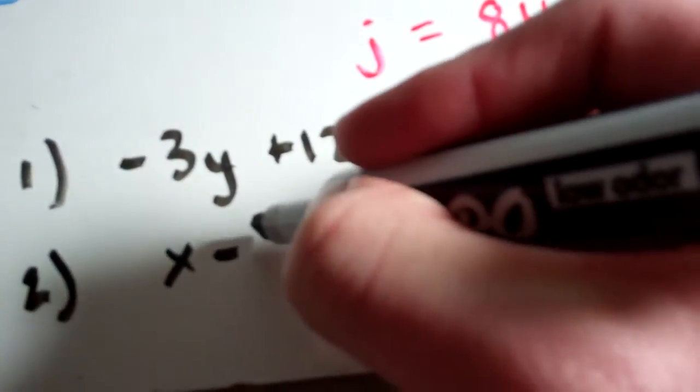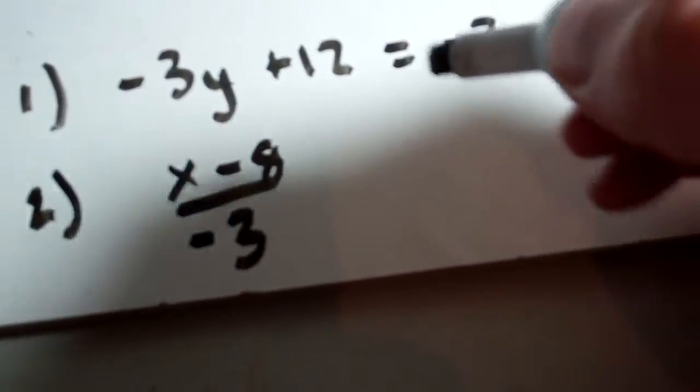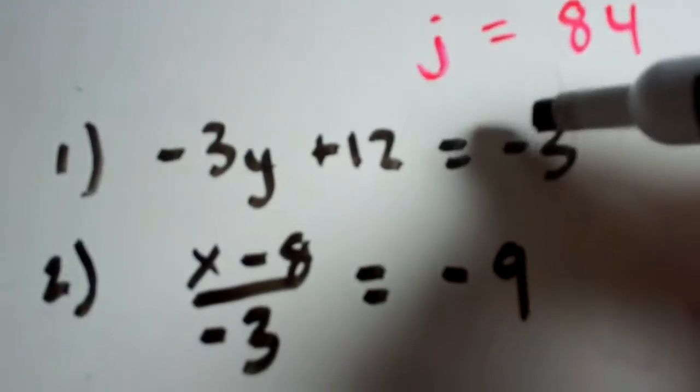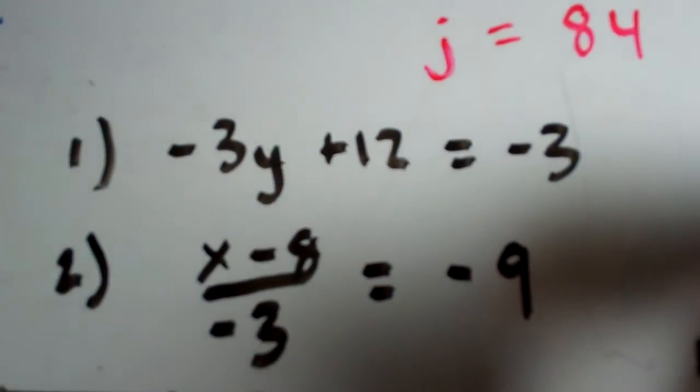And the next problem is x minus 8, all over negative 3, is equal to negative 9. Please solve both of these problems and write them down on your worksheet.